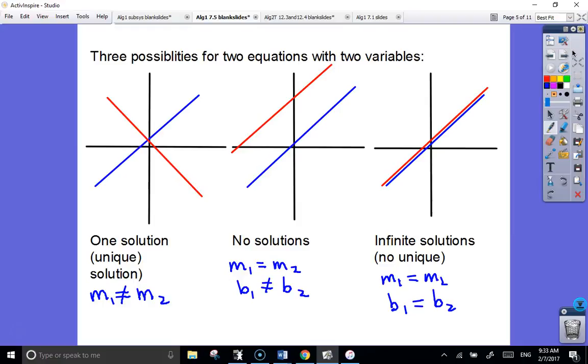So when you have parallel lines, what's true is they have the same slope. They've got to have the same slope, but they have different y-intercepts. That's why they keep going up and over exactly the same. They weren't touching at the beginning. They're not going to touch every time you go up and over. Still not going to touch.